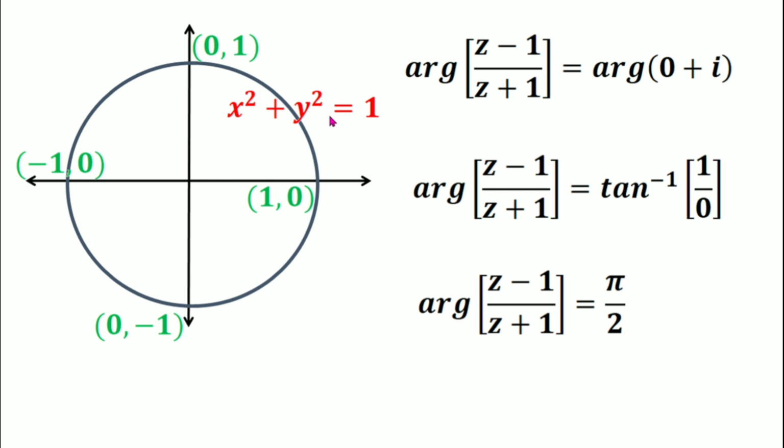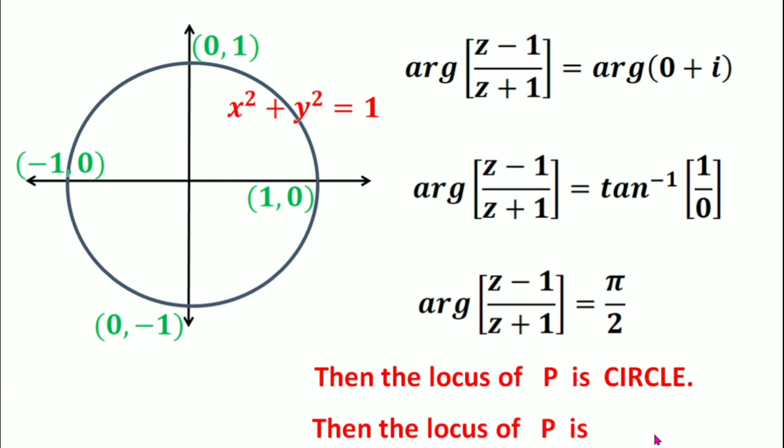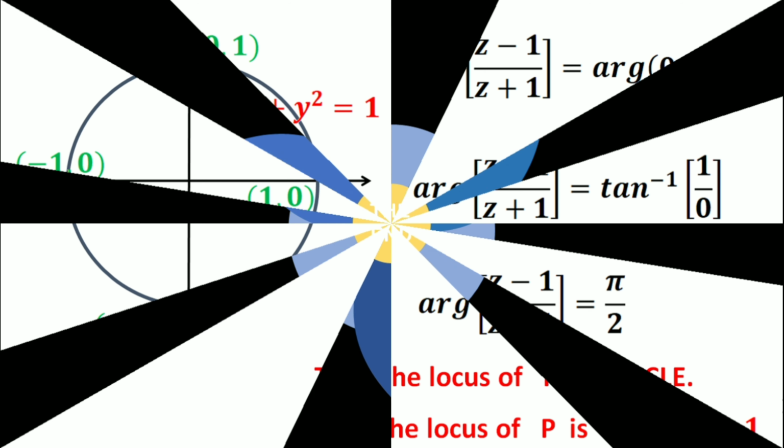Not only for this complex number, this circle has infinite number of points. For all points, when you write (z minus 1) by (z plus 1) in this form, the complex number argument is also pi by 2. This is the locus of P, a circle. The locus of P is a circle. That is, locus of P is x square plus y square equal to 1. That's all.